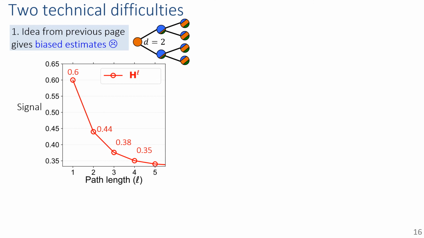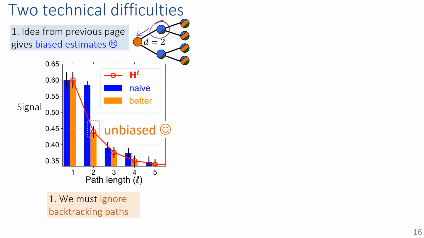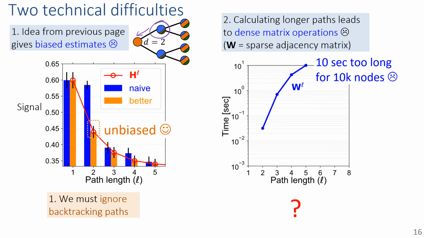Two technical details. First, it turns out that the ideas from the previous slides give us a biased estimator. To see why, consider again our model where we said every node has a degree 2. Well, if you look carefully, you see that this node does not have degree 2. It has 3 neighbors. The other node as well. The solution is that we need to ignore backtracking paths. The second problem arises due to the fact that once we calculate powers of sparse matrices, we very quickly get dense matrix operations which do not scale.